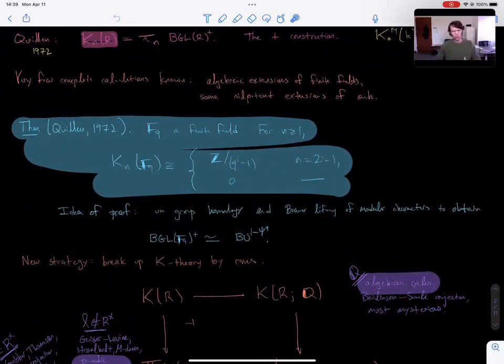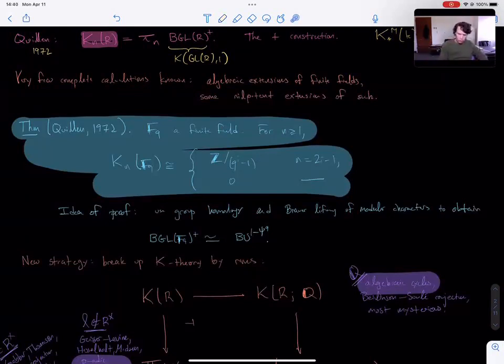Quillen then in 1972 defined K groups of a ring in general, the higher K groups. This is given by the plus construction. So you take this infinite general linear group we saw before, you take its classifying space. This classifying space is a K(GLR, 1), and then you do this operation to it called the plus construction, which is sort of a minimal way to kill this maximal perfect subgroup given by the elementary matrices.